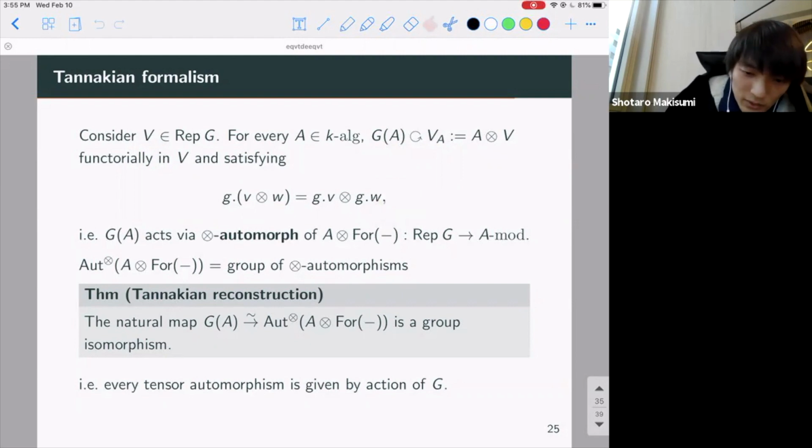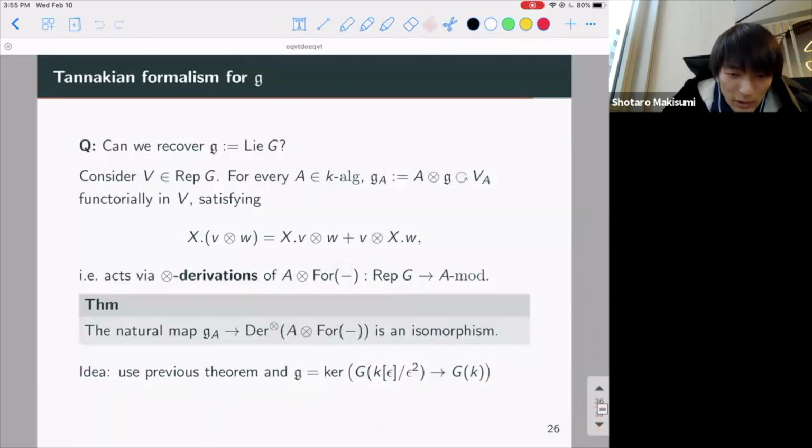So you can turn this into a definition of a kind of automorphism of this functor, the forgetful functor to vector spaces, followed by tensoring up to A. And something that acts with this equation is called a tensor automorphism. And one way of phrasing Tannakian reconstruction is that every tensor automorphism is actually given by the action of an element of G.